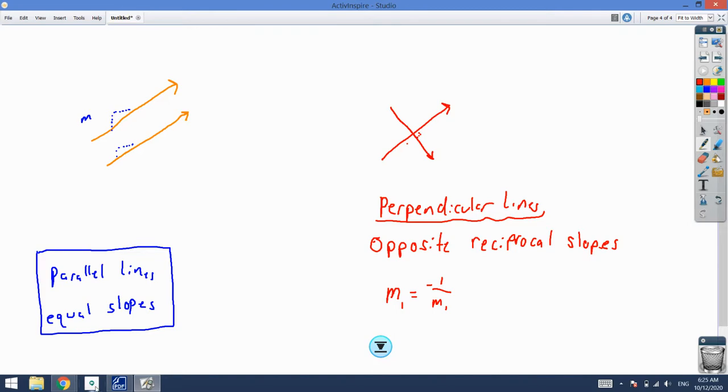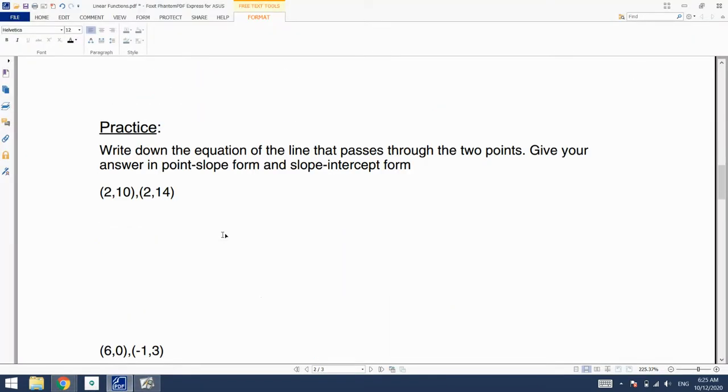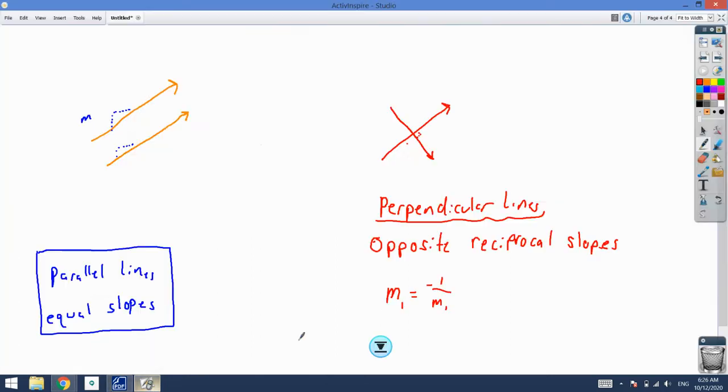So let us take some time to do a couple of practices. We want to write down the equation of the line that passes through the 2 points. You can give your answer in point slope and slope intercept. Both of these are asking for something with slope, so we need to find the slope between (2, 10) and (2, 14). Let's try that.